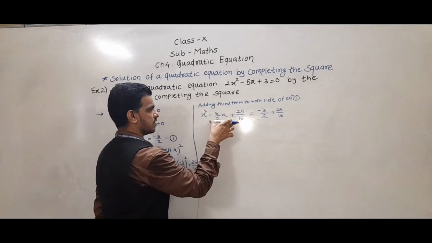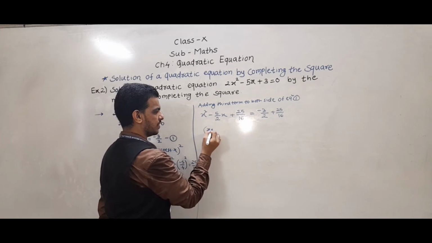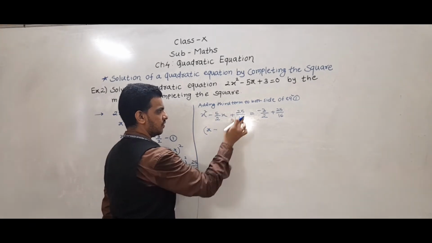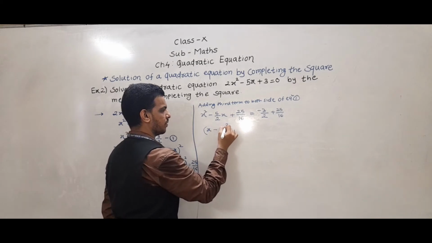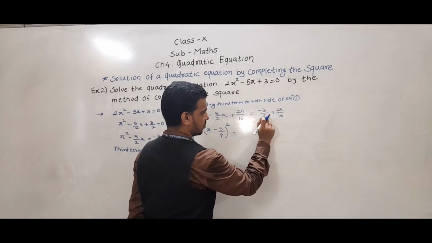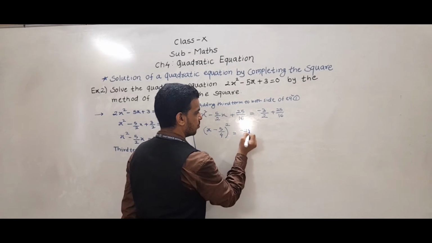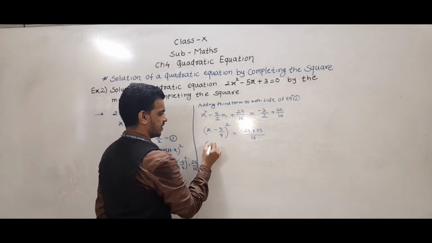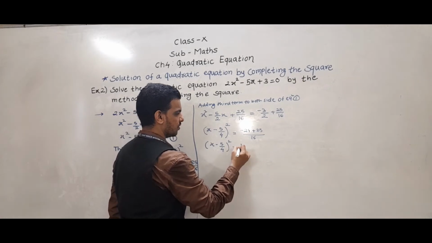Okay, now this is a perfect square. How do we write this? This is x square, so the first term is x, the middle term is minus 5 by 2x, so we write a minus sign, and 25 by 16, that is the square of 5 by 4, so x minus 5 by 4 bracket square. Then we make the same denominator, so multiply by 8 here, so minus 3 into 8 is minus 24 plus 25 divided by 16. So x minus 5 by 4 bracket square is equal to 1 by 16.